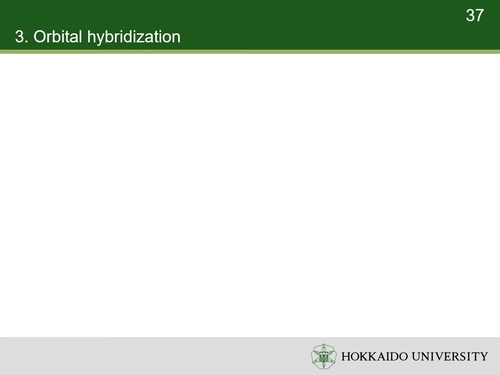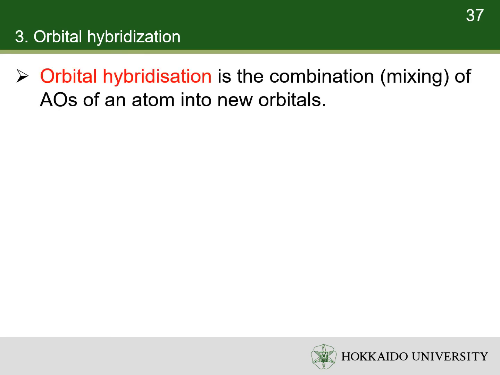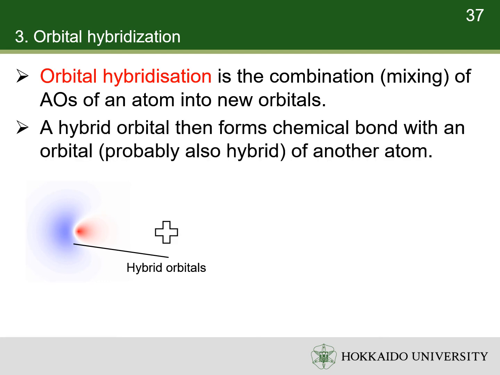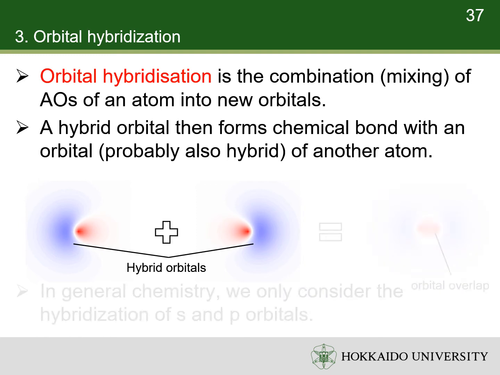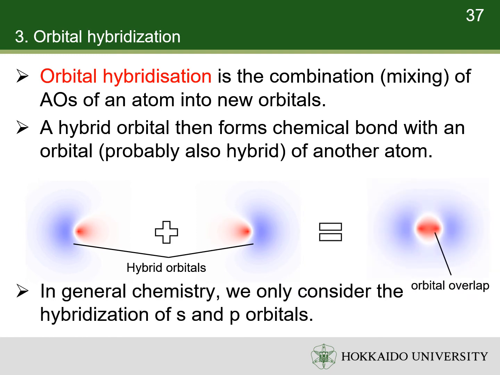In order to explain the bondings in multi-atomic molecules with a central atom, the orbital hybridization theory was developed. The orbital hybridization is the combination of atomic orbitals of an atom into new hybrid orbitals in order to form chemical bonds with orbitals of other atoms, which may also be hybrid orbitals. In general chemistry, we only consider the hybridization of s and p orbitals.